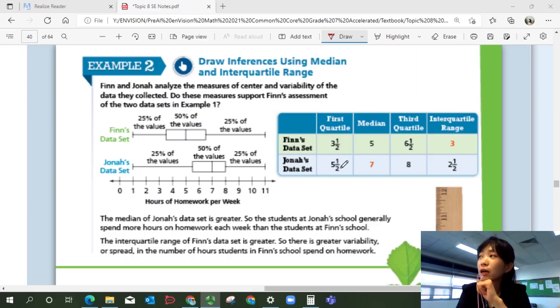In Jonah's data set, 5.5 is Q1. The median is 7. Q3 is 8. And the IQR is 2.5.